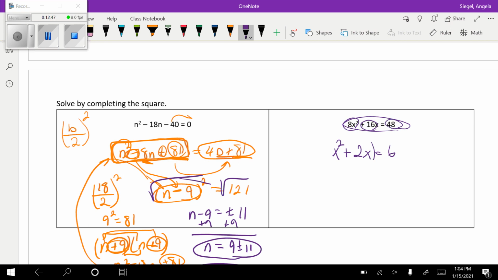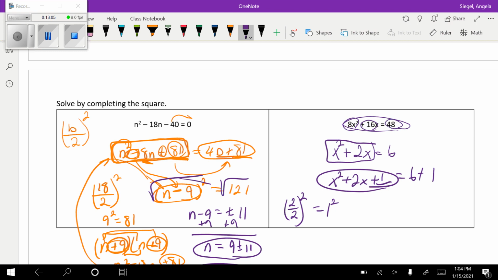Okay, so let's practice completing the square. I've got this, and I need to add a special number to both sides. Let's see how we get there. 2 divided by 2, squared. 2 divided by 2 is 1, and 1 squared is 1. So when I do that, I can simplify this into x plus 1 squared equals 7.